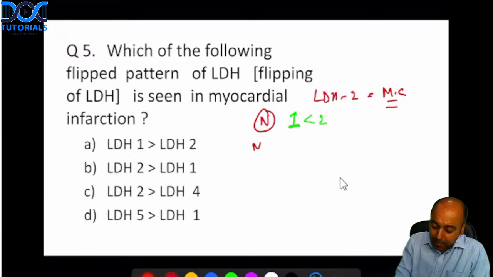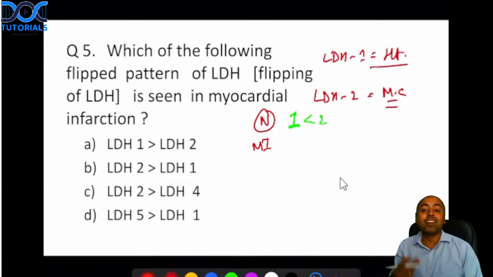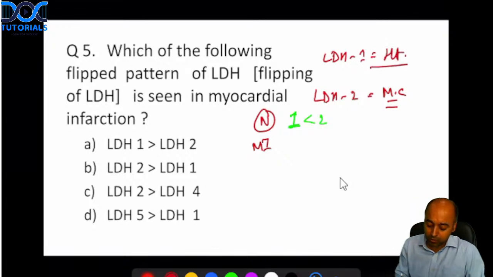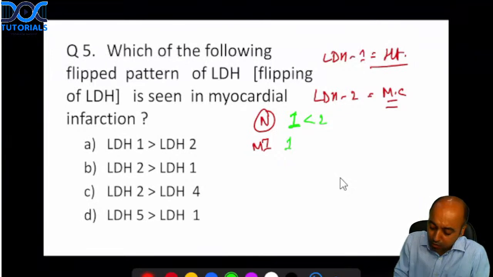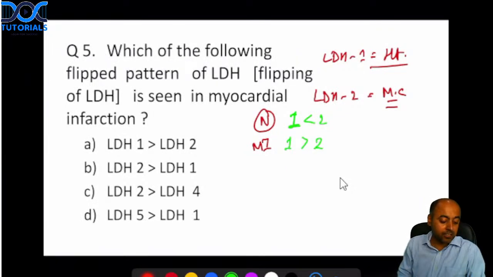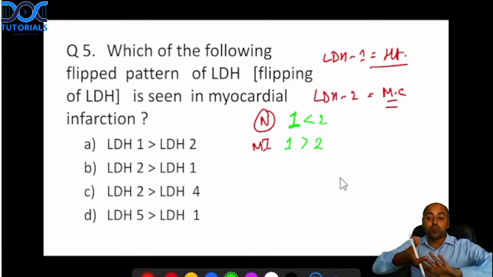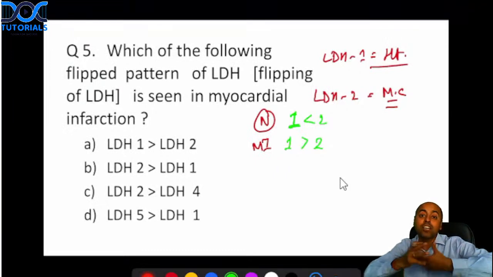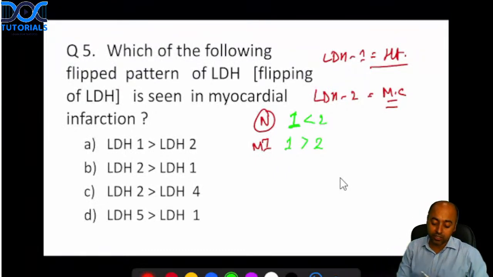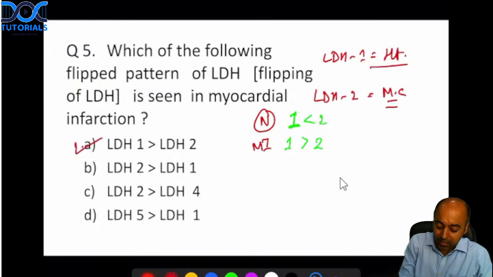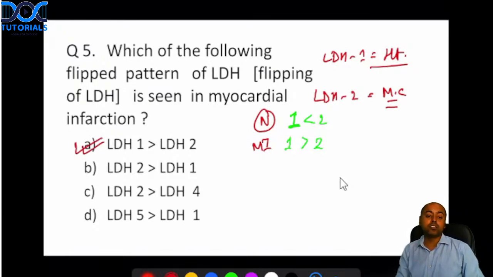But in myocardial infarction, the LDH type 1 is coming out in large amounts because it is produced by the heart. So in that case, the type 1 will become greater than type 2. The ratio has flipped. Previously 1 was less, now 1 is more. This is called the flipped LDH ratio. So obviously LDH1 greater than LDH2 is the flipped LDH ratio. This will be seen in myocardial infarction.